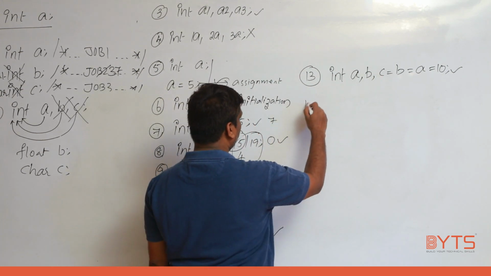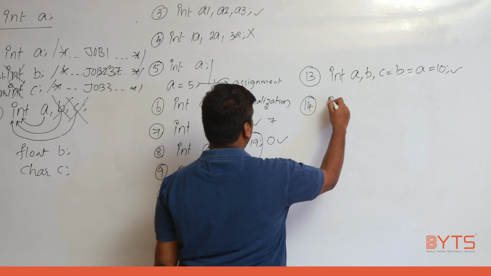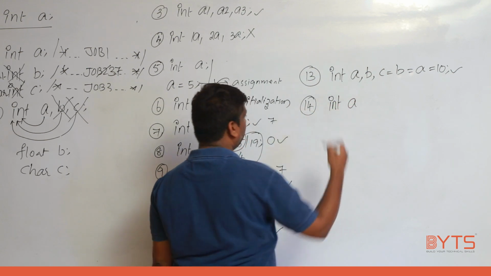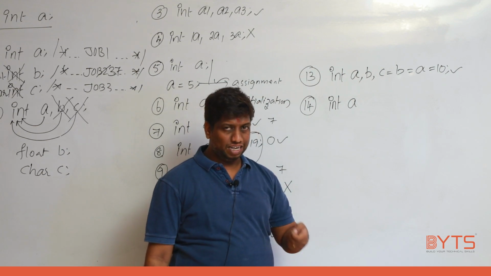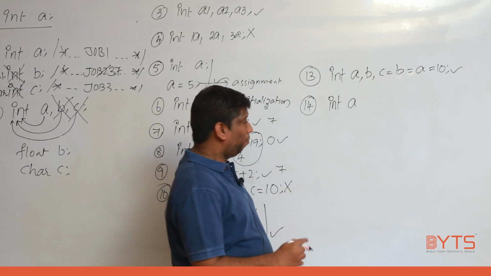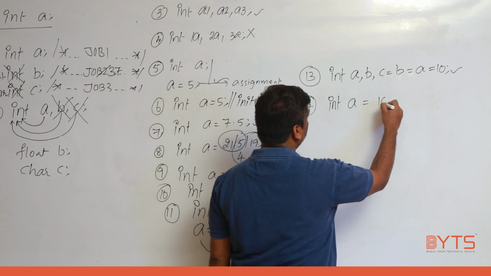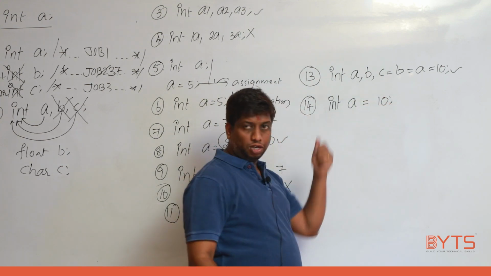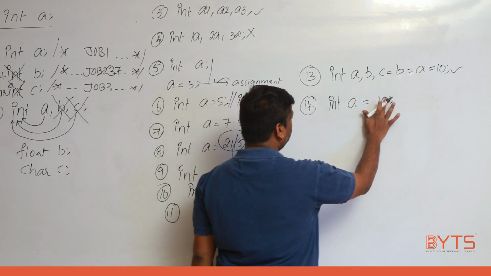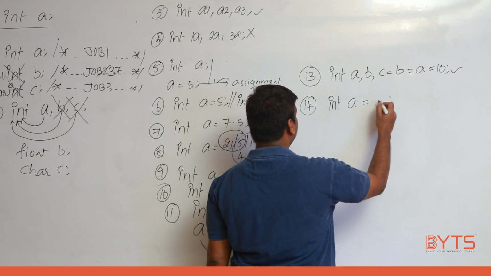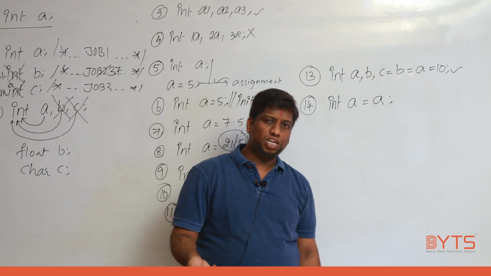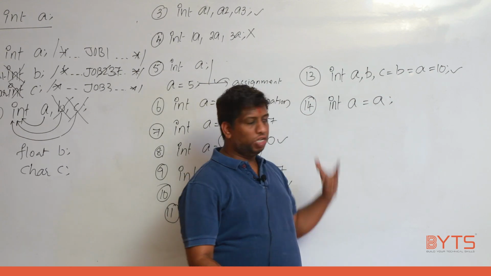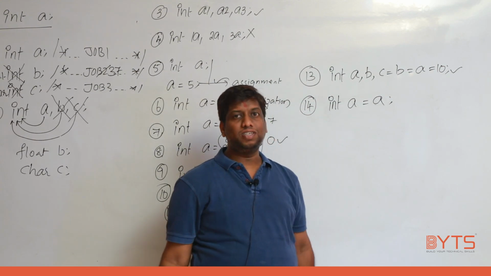Next, 14th one, little tricky. int a. What is the meaning of this statement? A is a variable of integer, known to compiler. If you write is equal to 10, what is the meaning? 10 is assigned to A, right? Instead of 10, if you put A, what is the meaning? A is assigned to A. Means same garbage value is again assigned to A, which is meaningless. Even though it is valid, that statement is not meaningful.